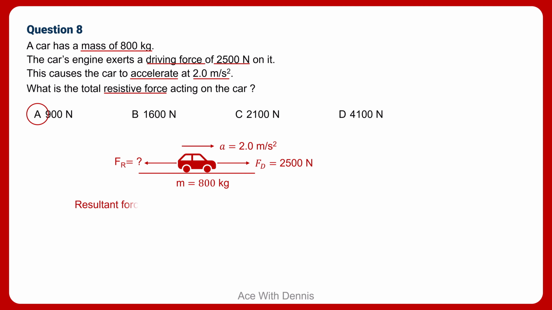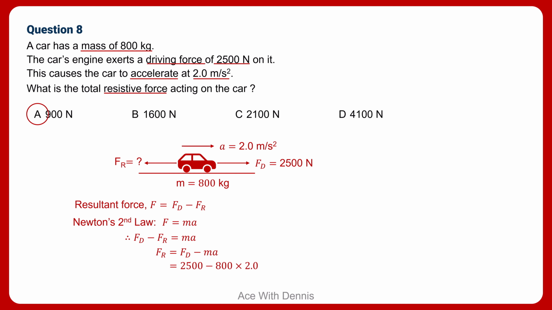Based on this free body diagram, the resultant force will be the driving force minus the resistive force. Based on Newton's second law, F equals ma. So this F is the resultant force, hence the driving force minus the resistive force equals ma. Now we need to find the resistive force, which is the driving force minus ma. Substituting the values, we get 2,500 minus 800 times 2.0, and the answer is 900 newtons.